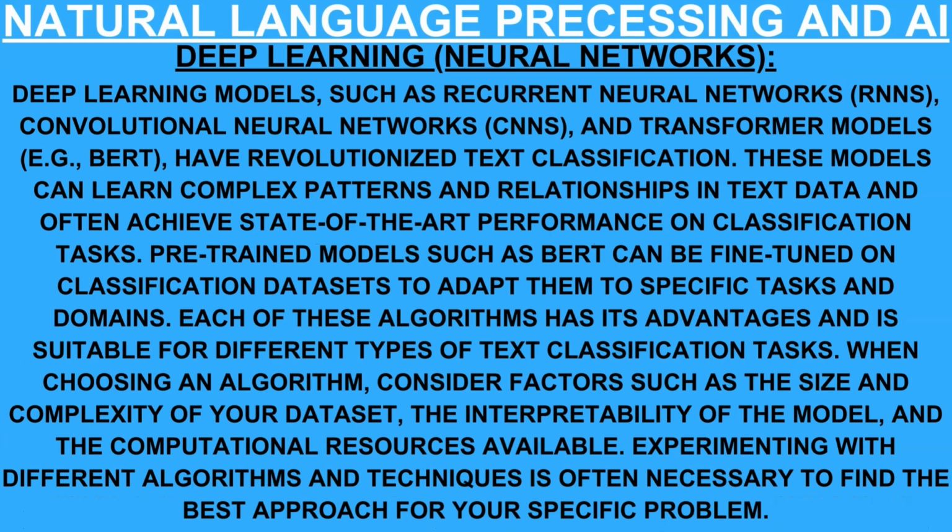Deep learning neural networks. Deep learning models such as recurrent neural networks (RNNs), convolutional neural networks (CNNs), and transformer models, that is BERT, have revolutionized text classification. These models can learn complex patterns and relationships in text data and often achieve state-of-the-art performance on classification tasks. Pre-trained models such as BERT can be fine-tuned on classification datasets to adapt them to specific tasks and domains.